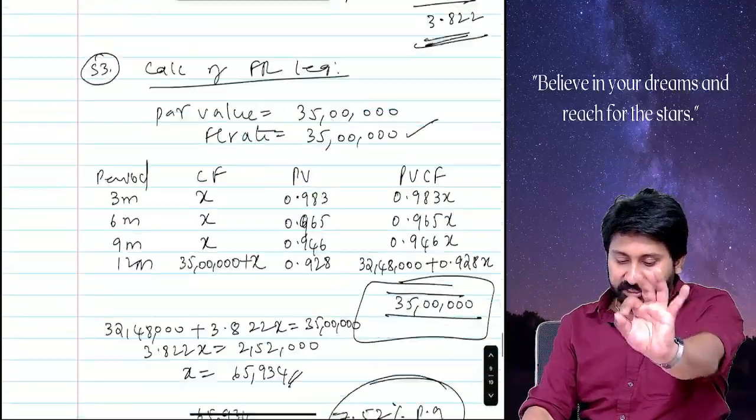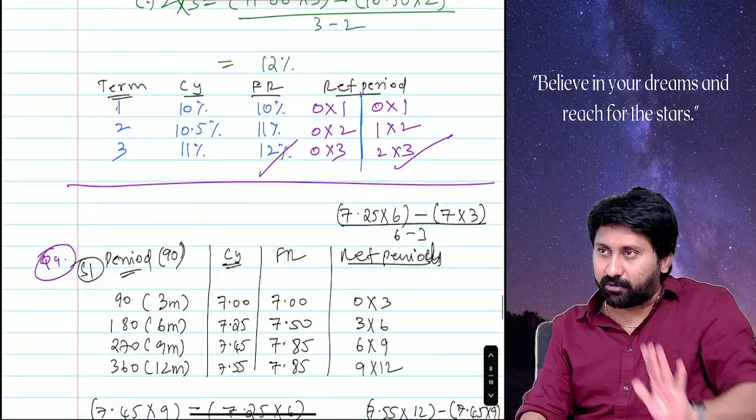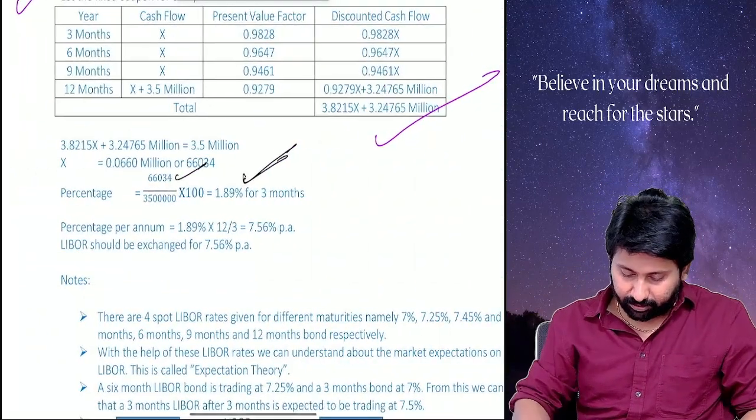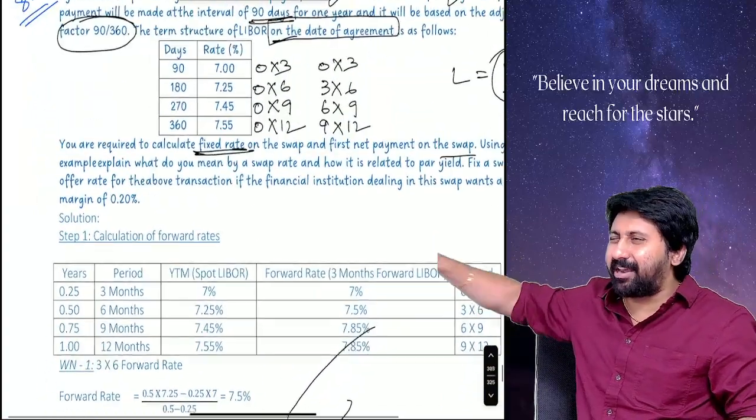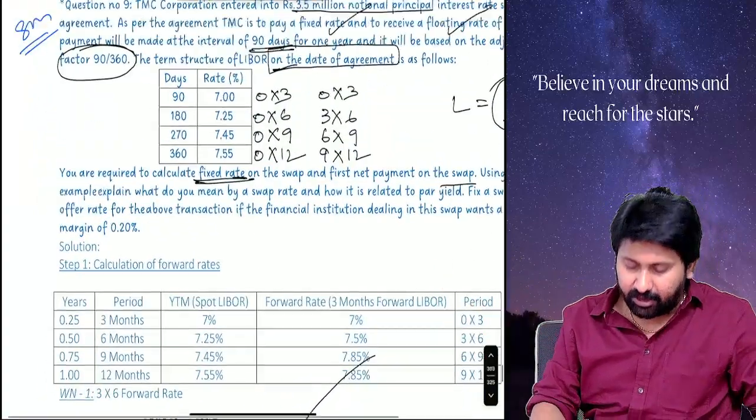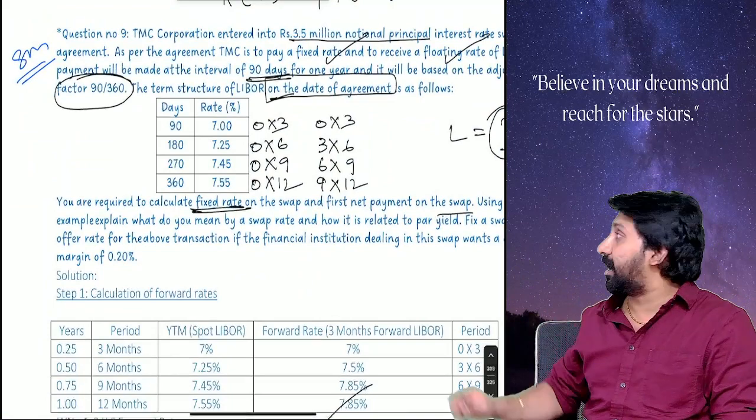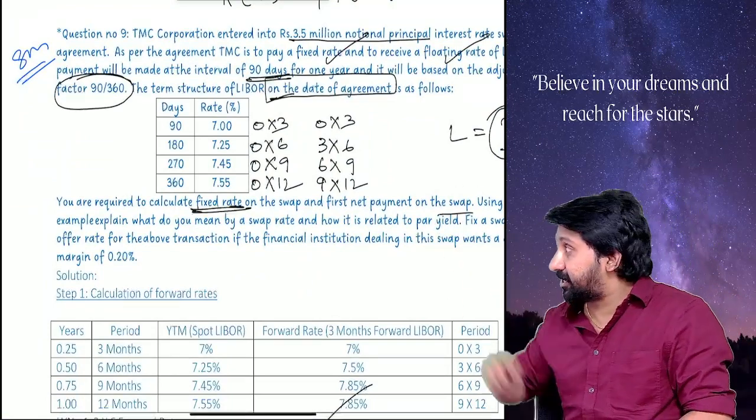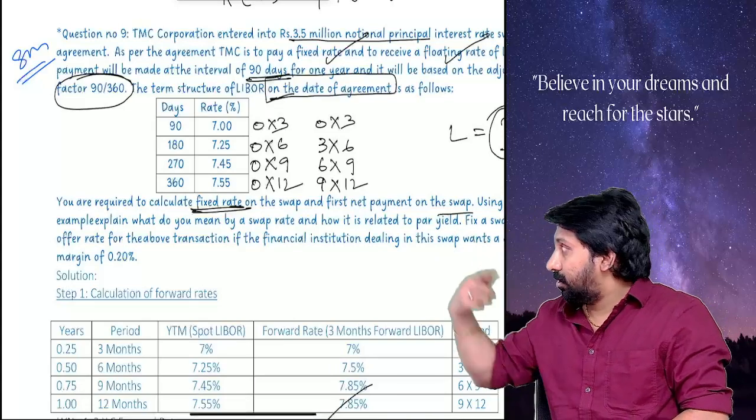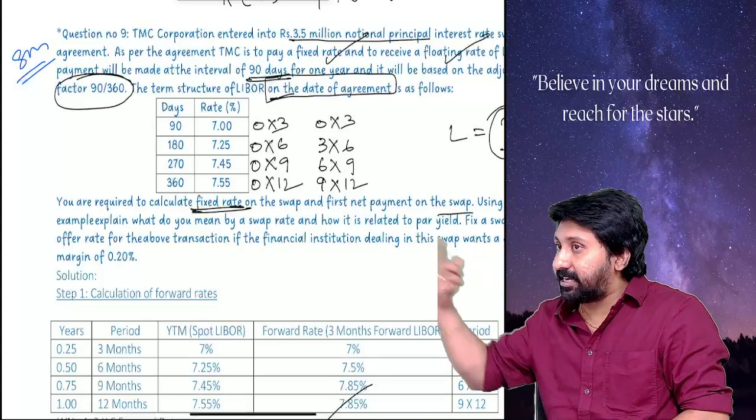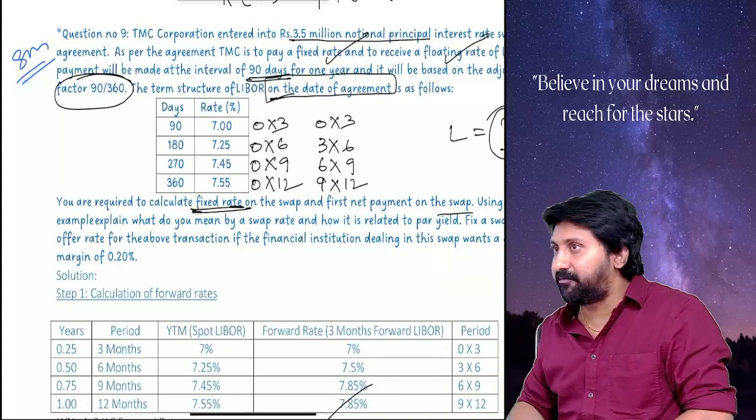Now I will ask you one last question. Answer is over. Sorry, we got 7.56 here in my working. That difference will come. First tell me, how much am I getting in the first 90 days? 7%. 180 days? 7.25. Next is 7.45 and 7.55.